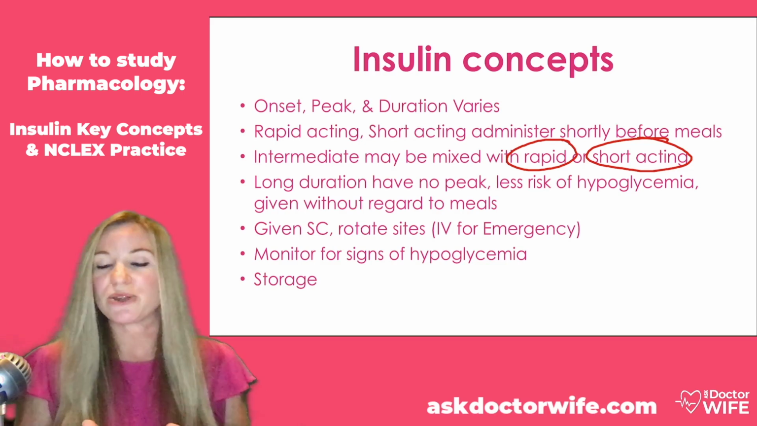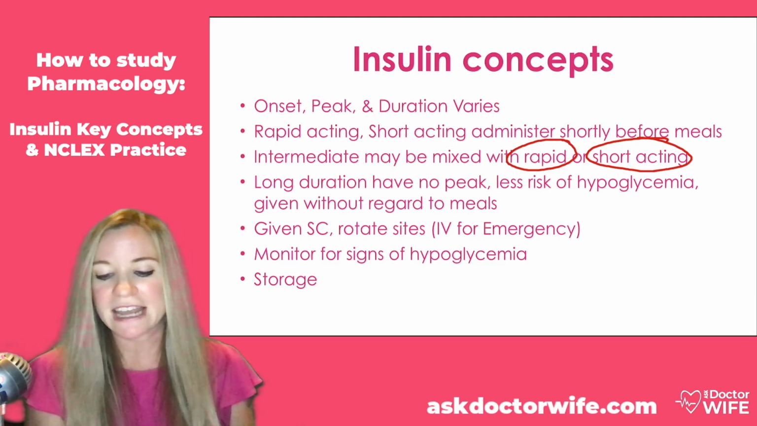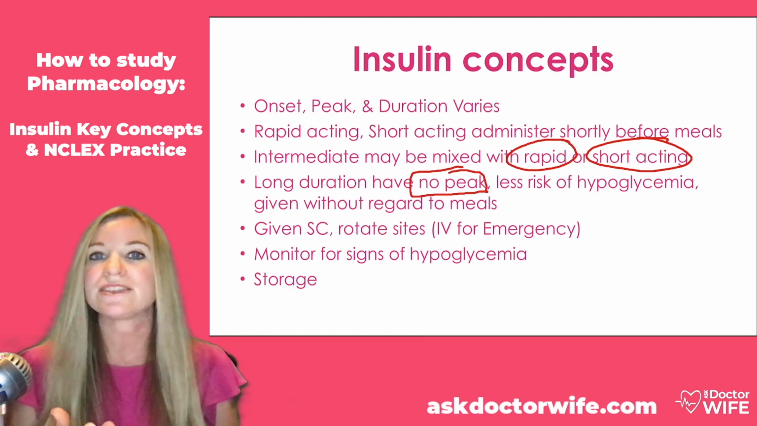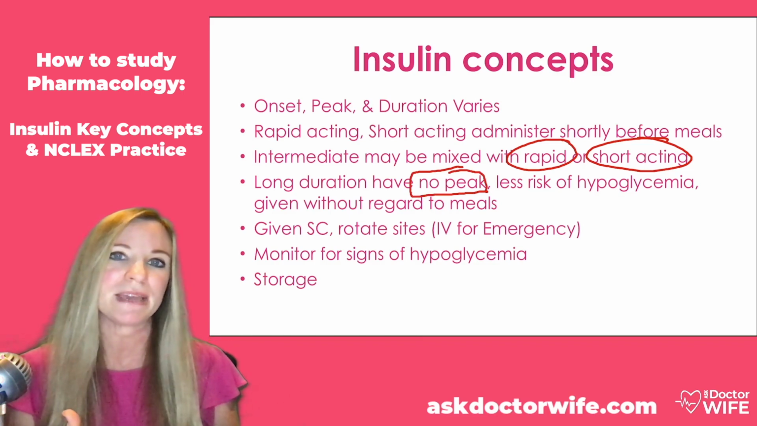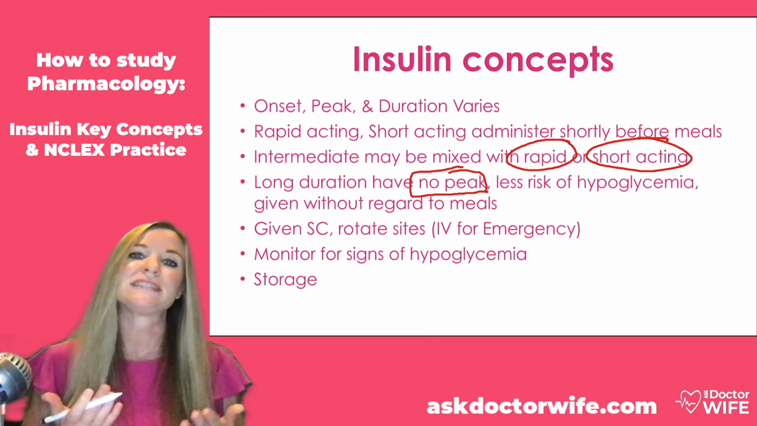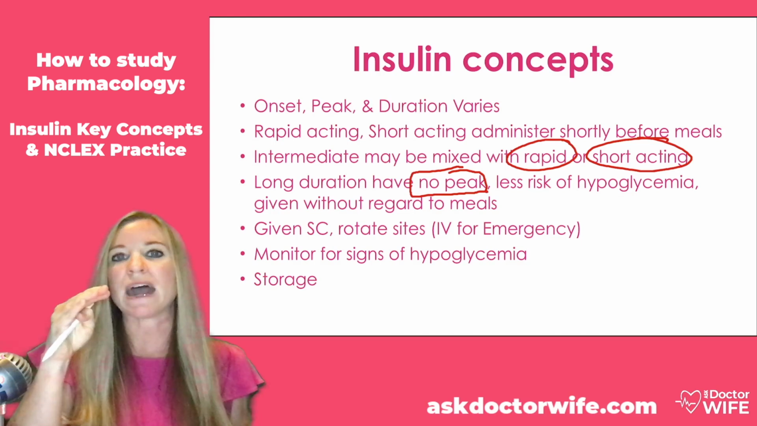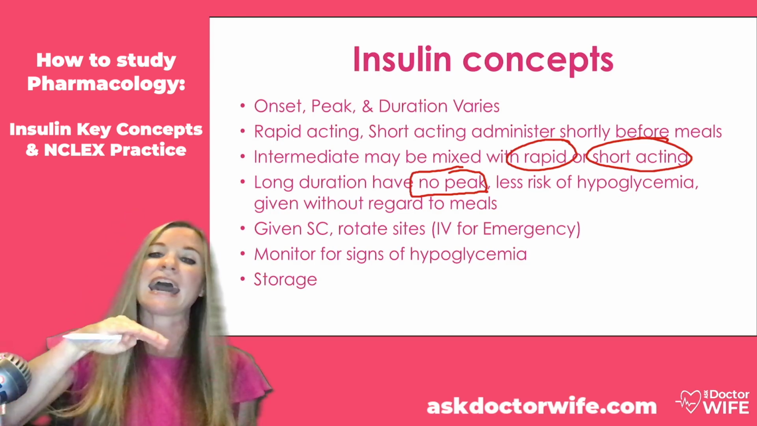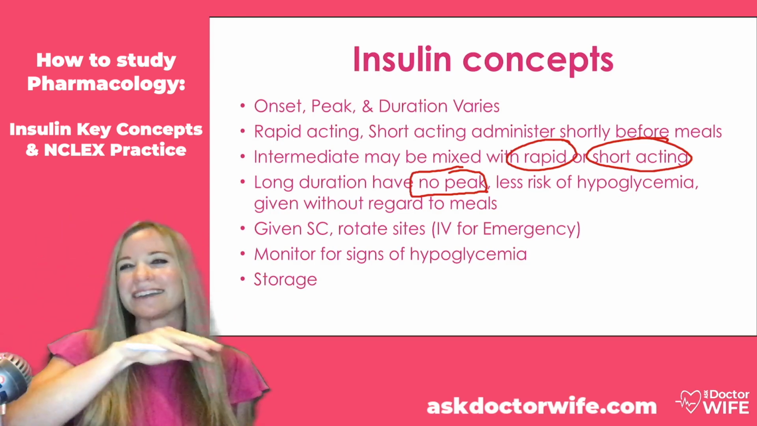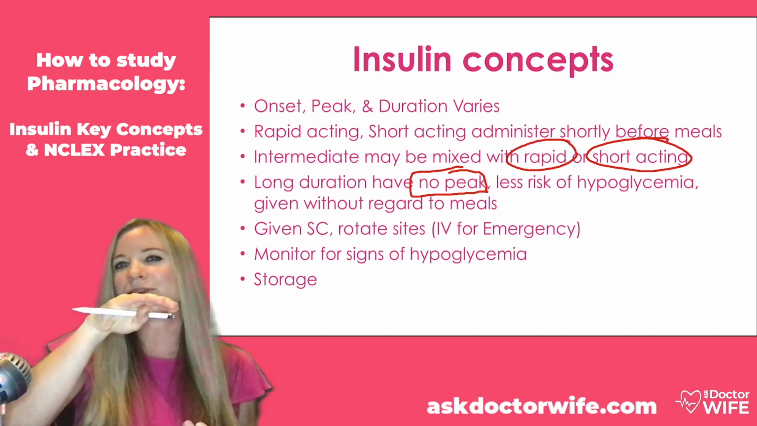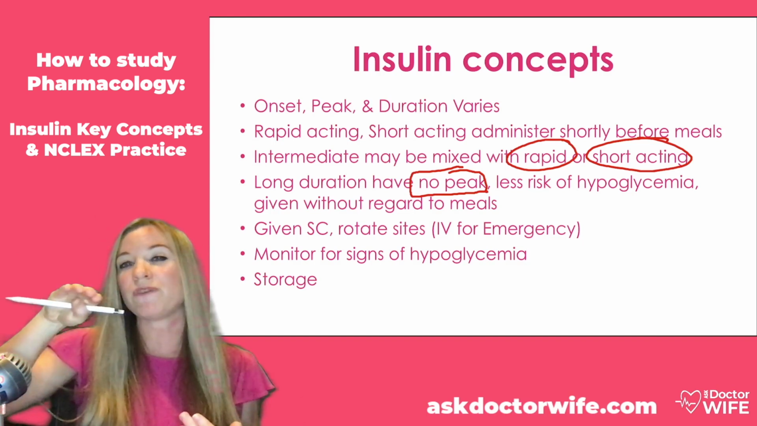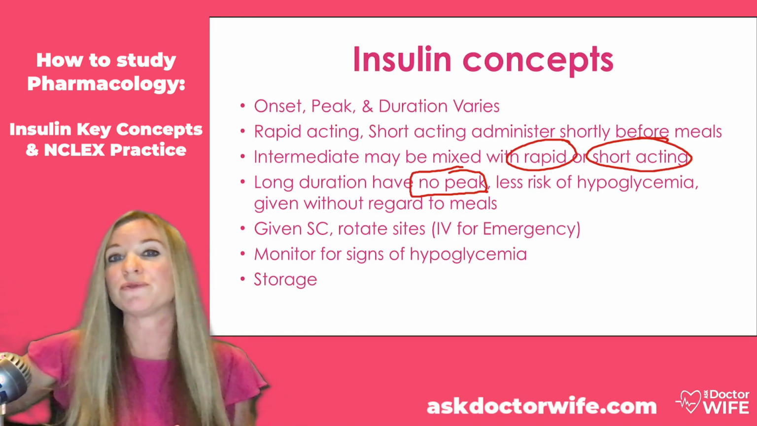With long duration, one of the great benefits is that it has no peak. This is really important. And because of that, there's less risk of hypoglycemia. So when that patient receives long-acting insulin, it begins to work after a couple of hours, but then it never really has a true peak. It just has an onset, stays down here, and then it has an effect slowly over 12 to 24 hours.